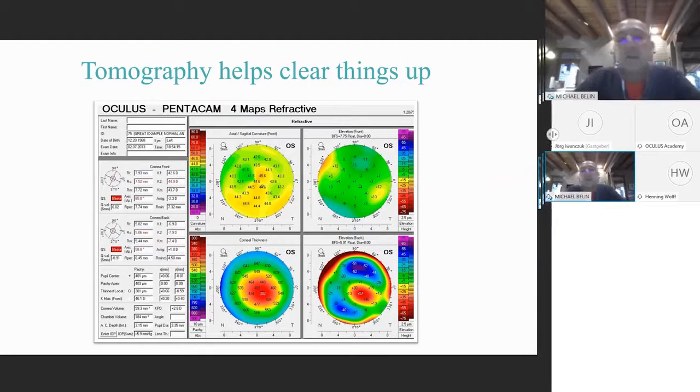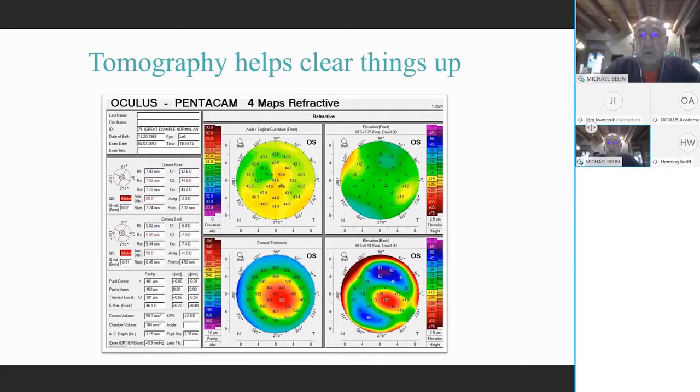Well, if we look at a full tomographic map, we can see that while the anterior surface is normal, if you look at the lower right map, we have a very positive posterior ectasia. This is what we call subclinical keratoconus. It's true disease. Most of you know I hate the terms suspect or forme fruste. You can ask 100 people to define them, you get 100 different answers. But this is true disease. This is subclinical disease in spite of the fact that we have a completely normal anterior surface.